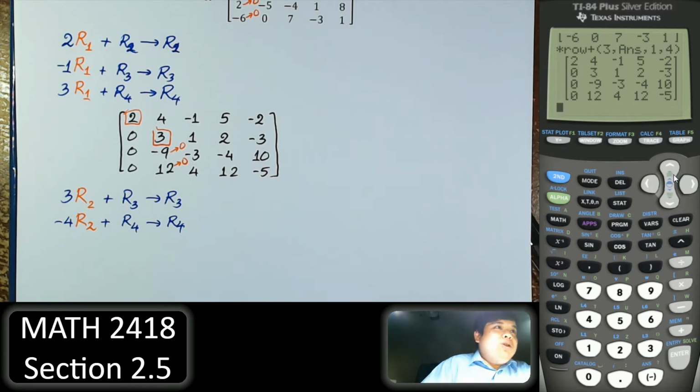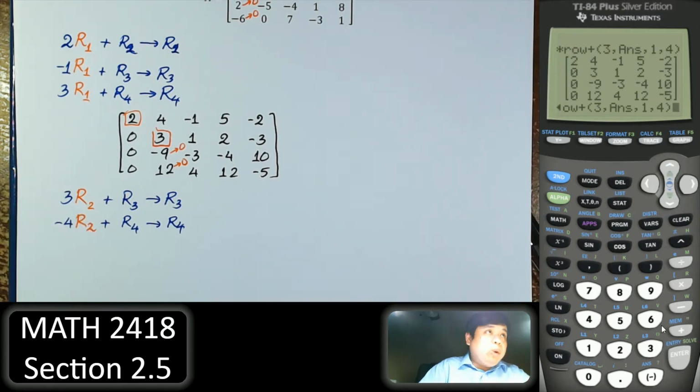Right, good thing we already have this. Just copy and paste. Now 3 times row 2, add to row 3.